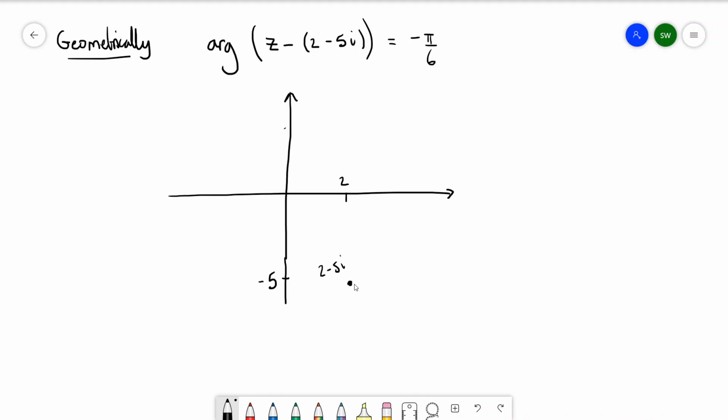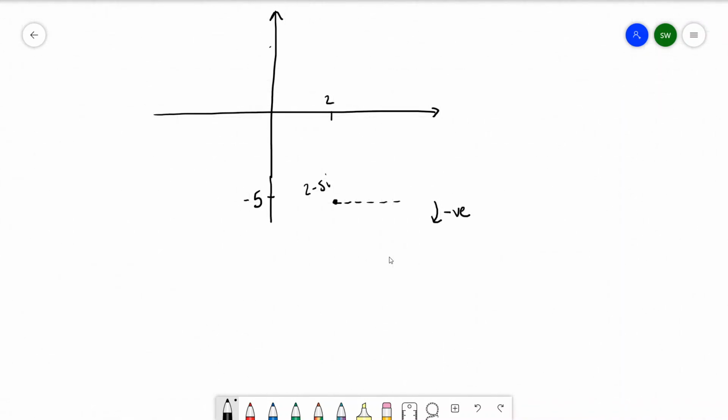And we want the argument of that vector, that is the angle that that vector makes with the positive horizontal. So let's draw in the dashed positive horizontal. To have an argument of minus pi over 6, well, we know that the negative direction for an argument is the clockwise direction. So we can draw in the locus, it's going to be a half line which moves off at an angle of pi over 6, but in the negative clockwise direction from that positive horizontal dashed line. So we can label in that angle as pi over 6.